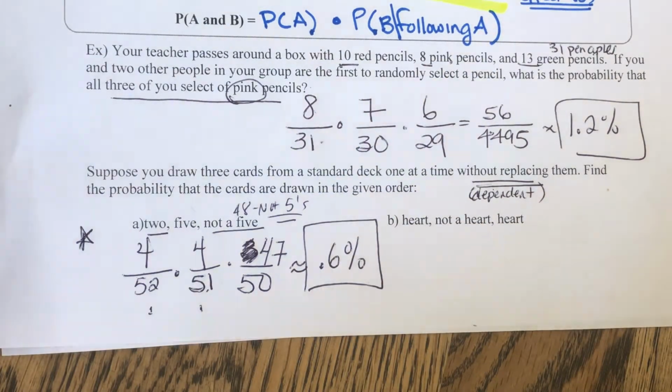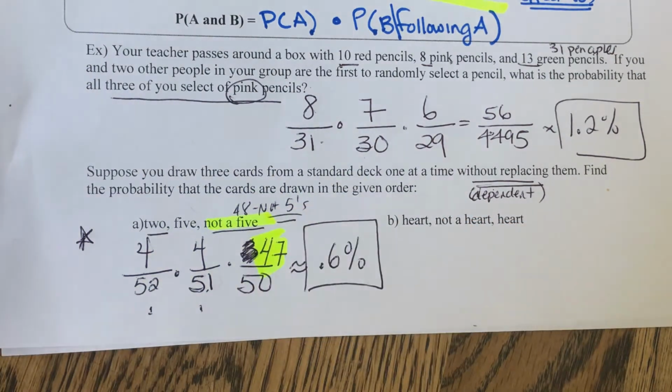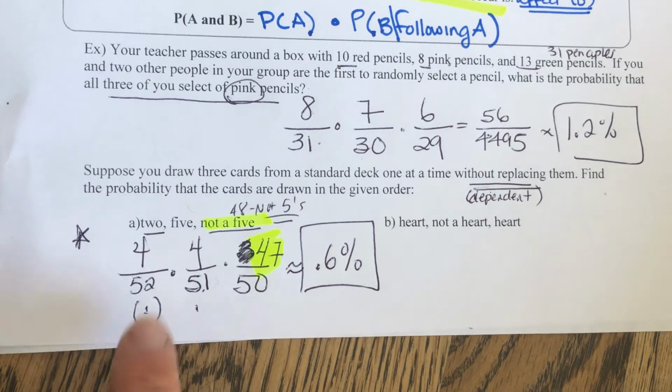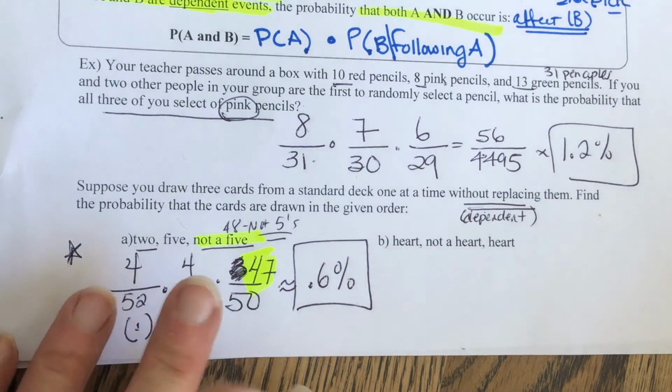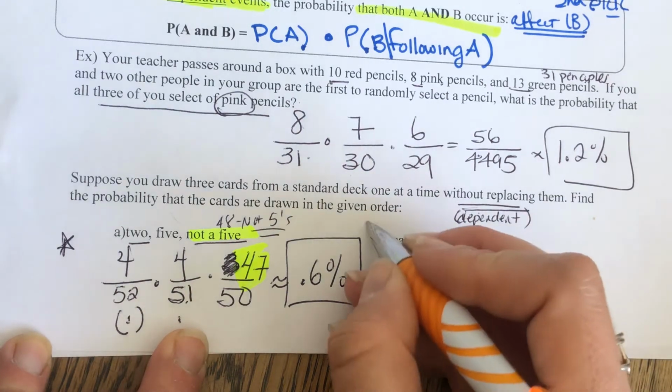So please make sure you understand that. Look here, I messed this one up at one time, but hopefully you get that. 48 are not a 5, but you have to consider that one of the not 5s is here. So one less card is left for the not a 5. It is tricky. Think about that. Okay? So let's go to this one.